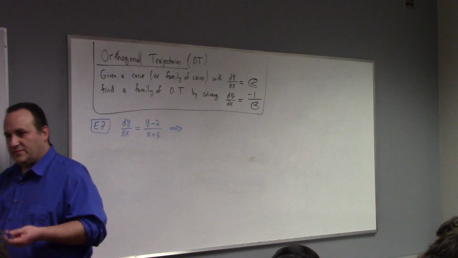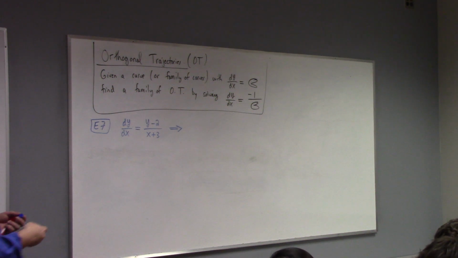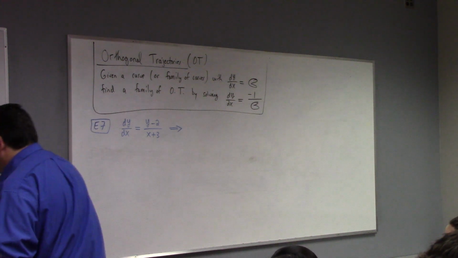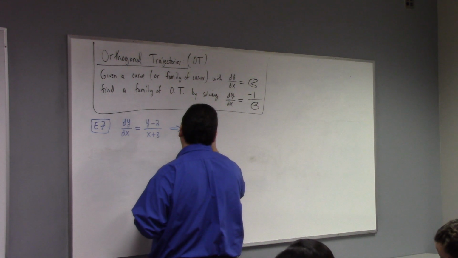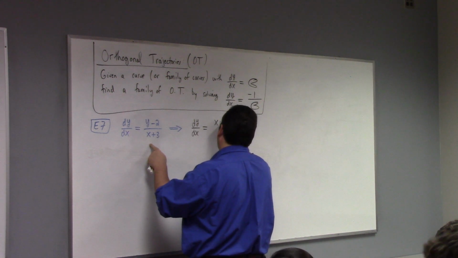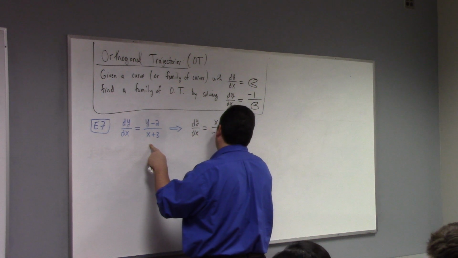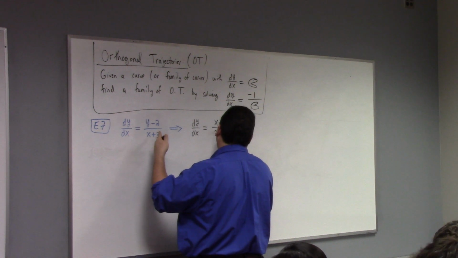So that's my original differential equation, right? I want to find orthogonal trajectories to that. What do I do? I flip the fraction and stick a minus in, which gives me dy/dx equal to (x plus 3) over, well, minus parentheses. Well, I guess I could just absorb the minus into the 2 minus y. Is that okay with you guys?